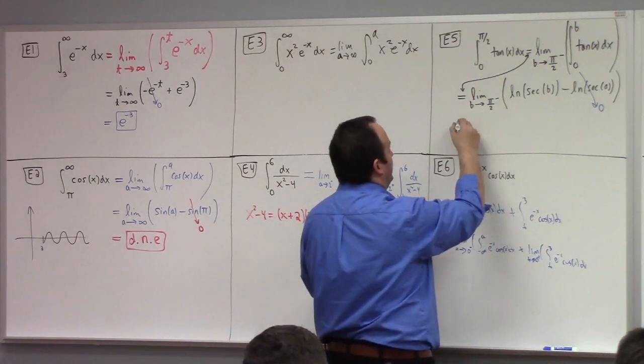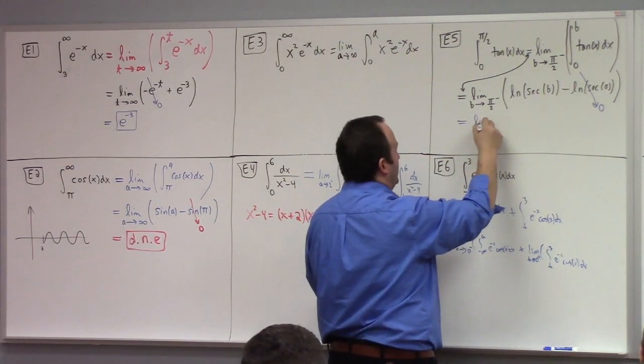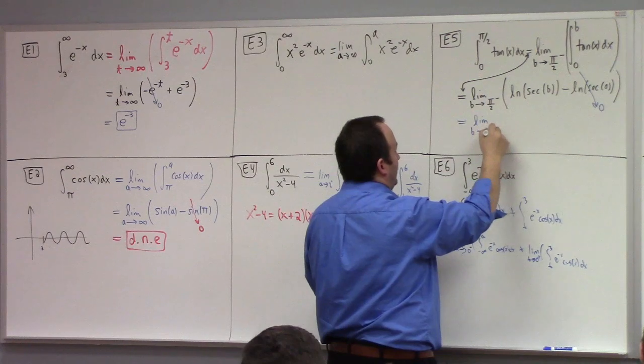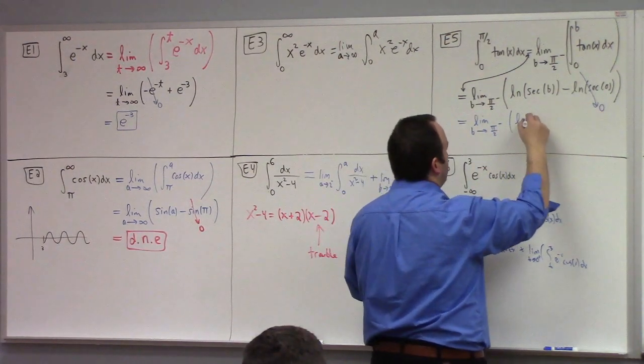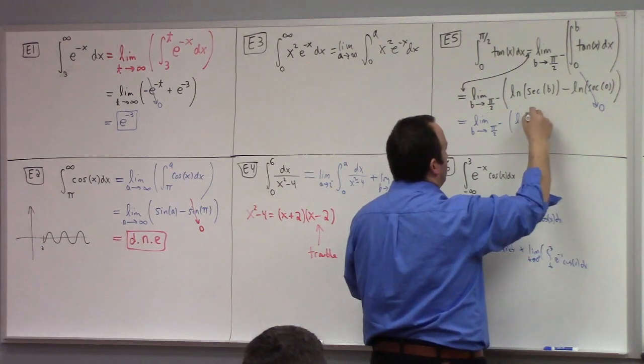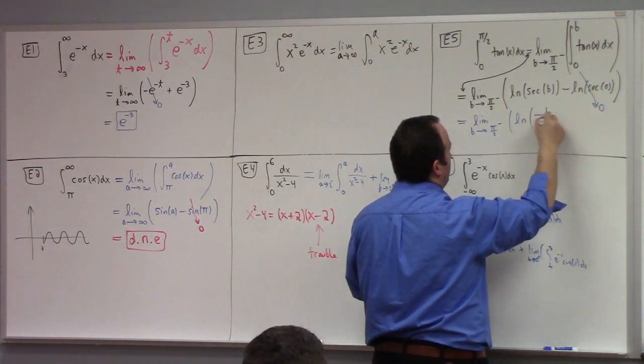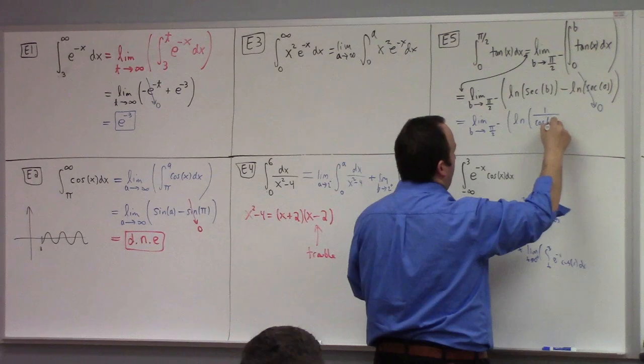I'll rewrite it one more step, maybe to make it more familiar: the limit as b goes to pi over 2 from the left of the natural log of 1 over cosine, right?